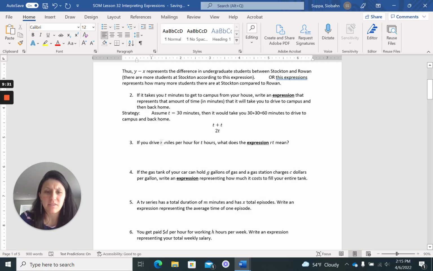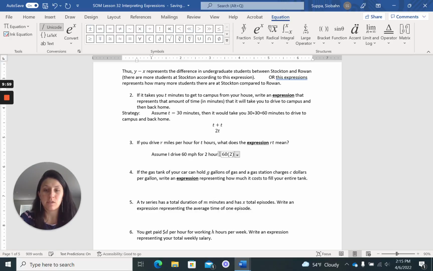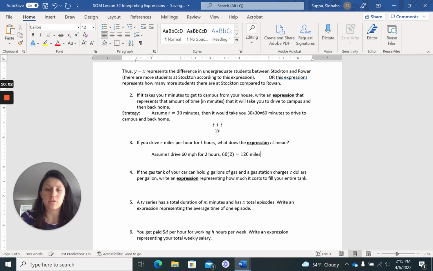So let me think about this. Let's say, assume that I drive 60 miles per hour for 2 hours. So what does it mean if I multiply those? Well, if I'm doing 60 miles every hour and I've done this for 2 hours, then if I multiply them, that would give me 120 miles. So let's write 60 times 2 that should give you 120 miles. So yes, this should have said hours, not minutes.